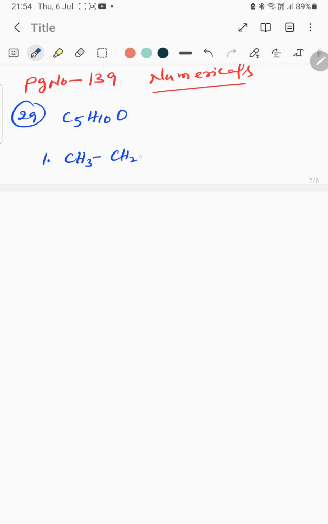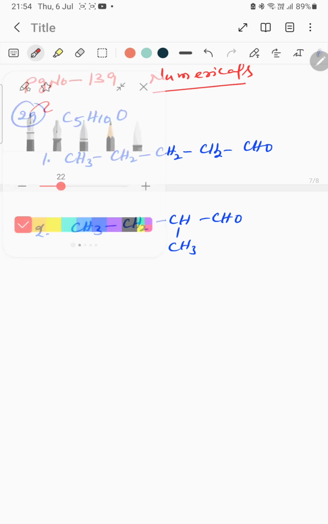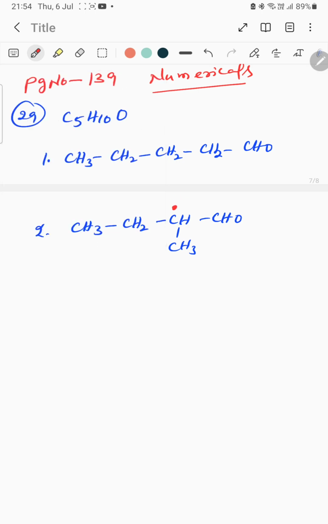CH3, CH2, CH2, CH2, CHO. This is the first one. Second, CH3, CH2, CH, CH3, CHO. In the second option, we have one chiral carbon present. The dotted carbon is the chiral. The chiral carbon shows optical isomerism. So here one D form and one L form are possible.